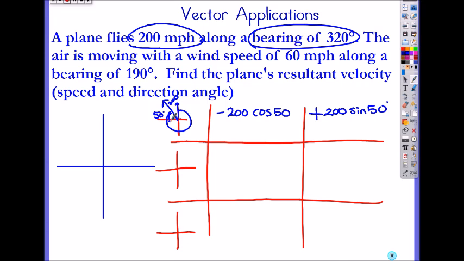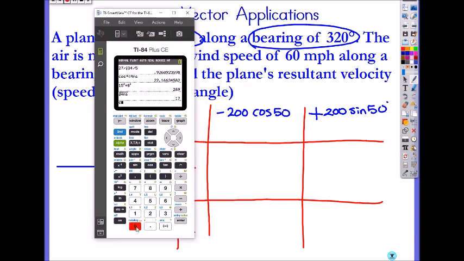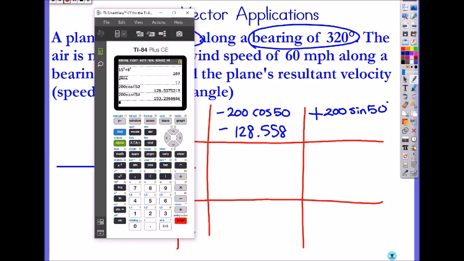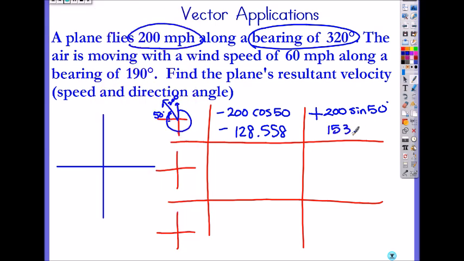So now you plug it in: 200 cosine of 50, 200 sine of 50. So I get 128.558. But remember, it is negative. And 153.209. Air is moving with the wind speed of 60 miles per hour, a bearing of 190.